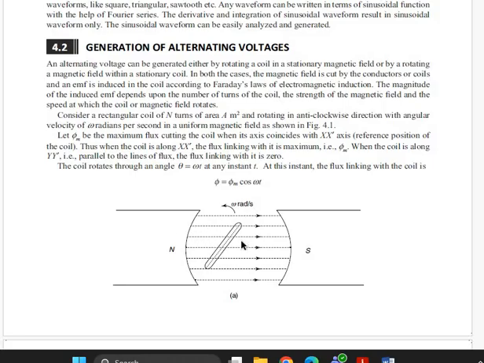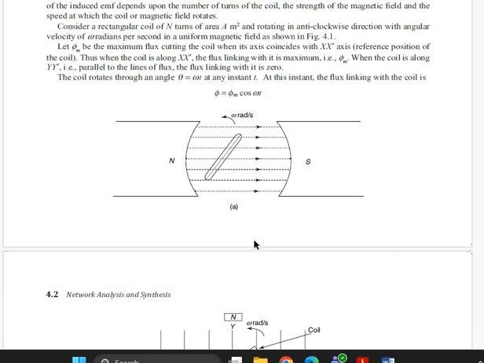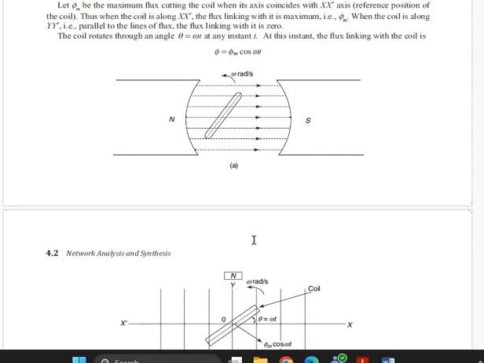When the coil is along the X dash axis, the flux linking with it is maximum, that is phi m. When the coil is along Y dash, that is parallel to the lines of flux, the flux linking with it is 0. The coil rotates through an angle theta equal to omega t at any instant t. At this instant, the flux linking with the coil is phi equal to phi m cos omega t.